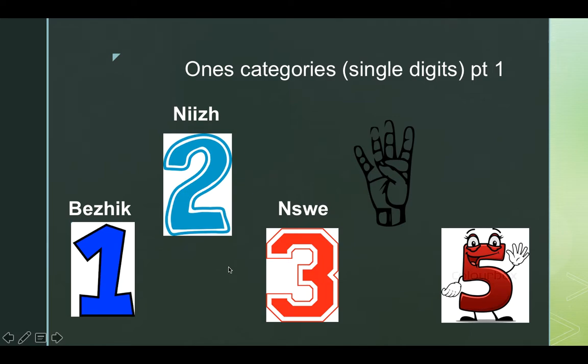Next one, number 4 is Newin. And 5 is Nanan. So that's our first set of single digits. Now would be a good time to take these down in your notes. Gonna move on from here.